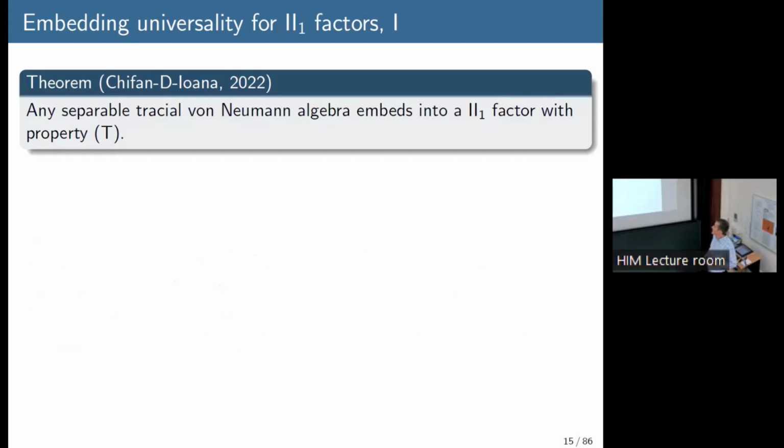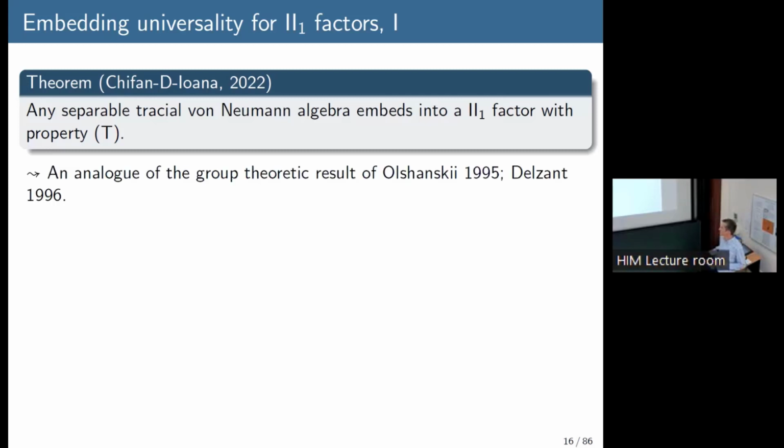Now let me go ahead and specifically mention our result. I forgot to mention that this is joint work, as was on the screen, with Ionut and Adrian. So we showed in our main result that any separable tracial von Neumann algebra will embed into a II_1 factor with property T. In a few slides, I will give some ideas about this proof.